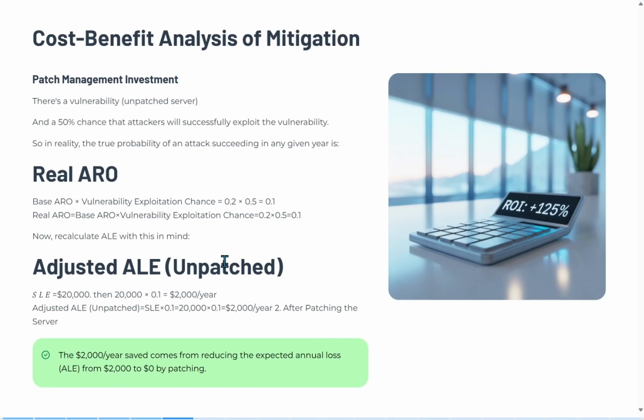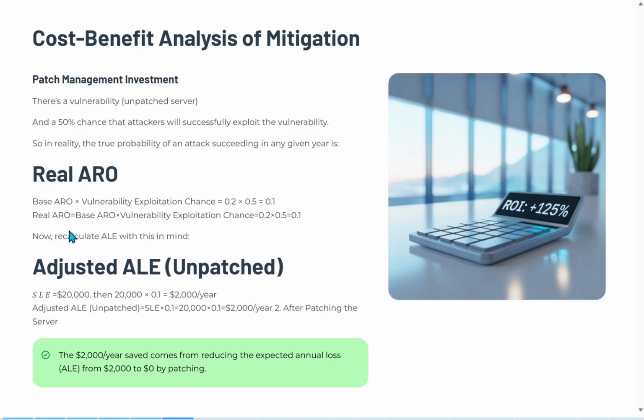Okay, and we are told 50% of the unpatched server, the chance that attackers will succeed per exploited vulnerability is 50%, which is 0.5. So now we are calculating 0.2 times the 50%, and 50% of 100 will give you 0.5. So if you calculate both of them, it will give you 0.1.